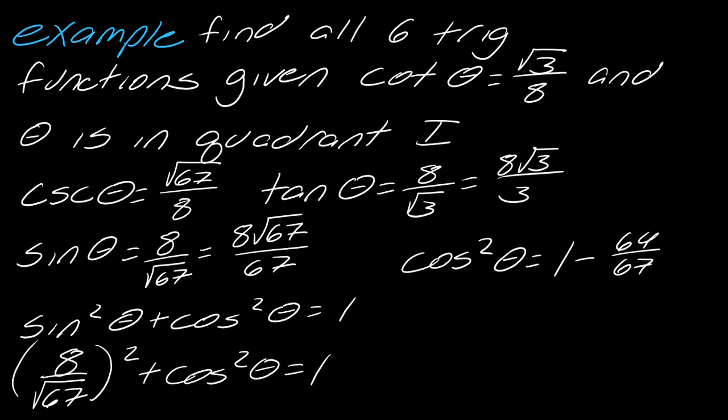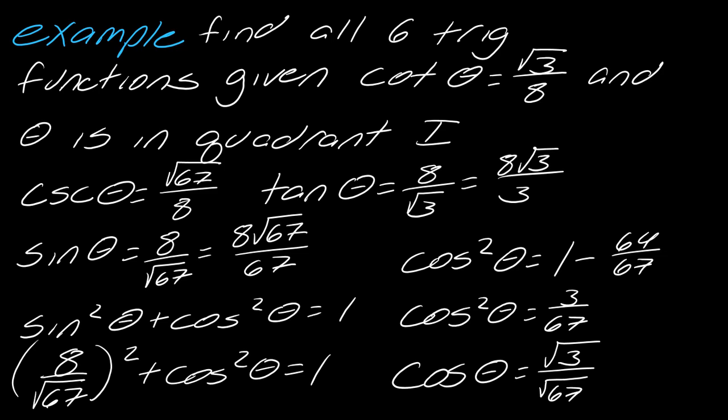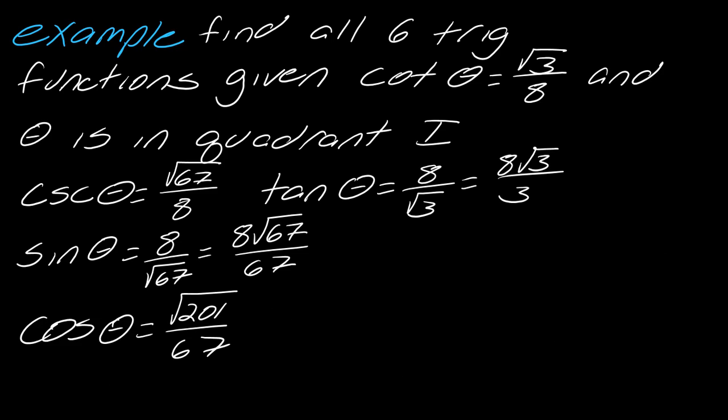So what I'm going to have here then is cosine squared theta can ultimately be simplified to 1 minus 64/67. And so if I keep going with this, I get cosine squared theta is going to be 3/67. And so then I can take the square root of these. And now I have to also rationalize. So when I rationalize by multiplying by the square root of 67 over the square root of 67, I get the square root of 201 over 67. So my cosine of theta is going to be the square root of 201 over 67.